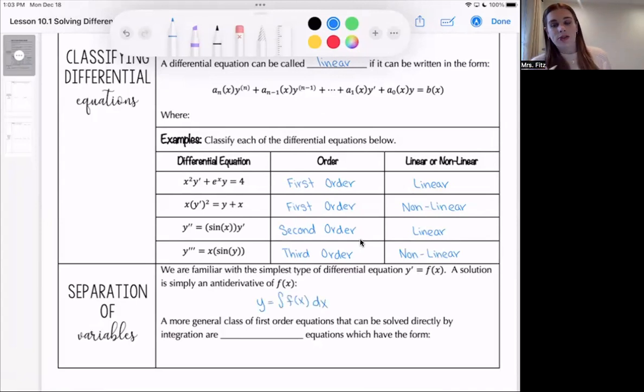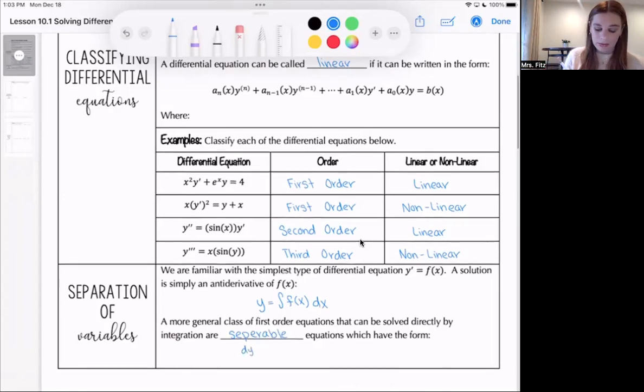A more general class of first order equations that can be solved directly by integration are separable equations, which have the form dy dx is equal to f of x times g of y. Okay, so what you can kind of see here, and this is what we're going to be getting into, is I'm able to move around this equation so that my f of x ends up with the dx, and the g of y is going to end up with the dy. And so we'll see some examples on the next page.